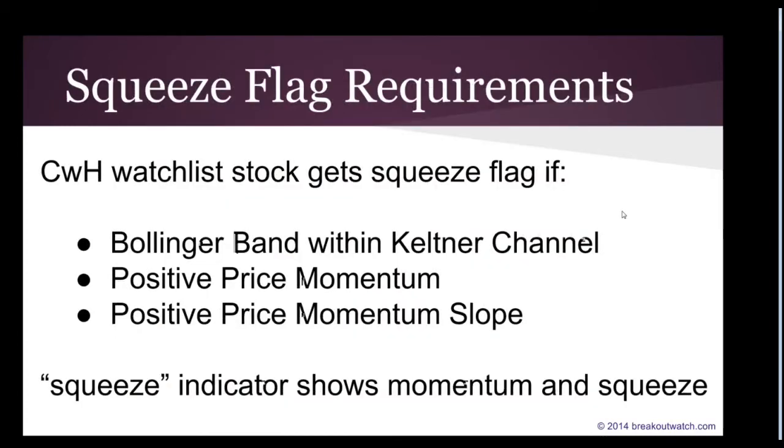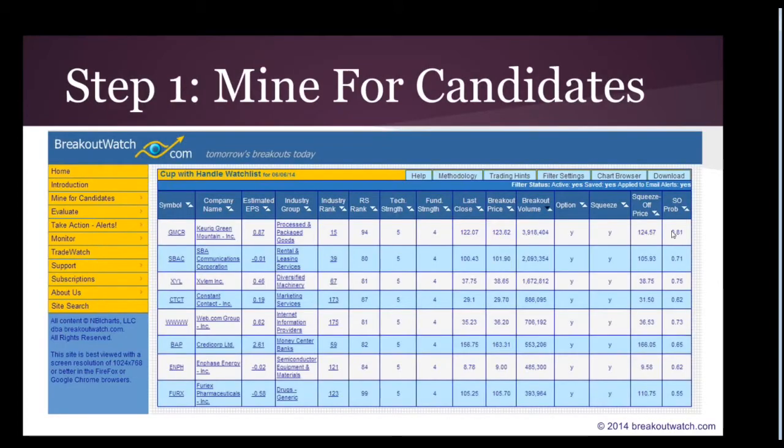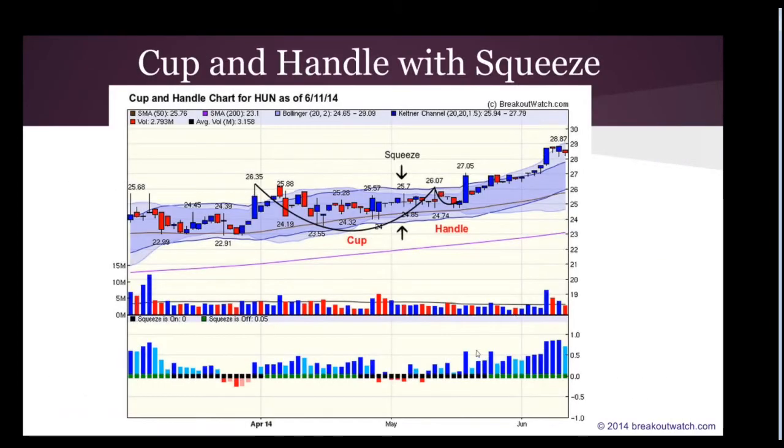So next slide, Jim. So to summarize, the cup and handle watch list gets a squeeze flag if the Bollinger Band is within the Keltner channel. The price must have positive momentum. In other words, on the two charts we just looked at, there should be blue bars above the center line. There we go, Jim's just showing them now. So that shows positive momentum.